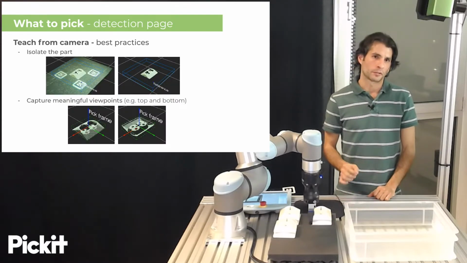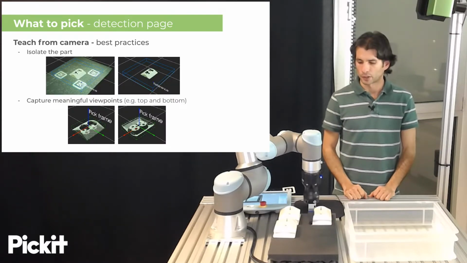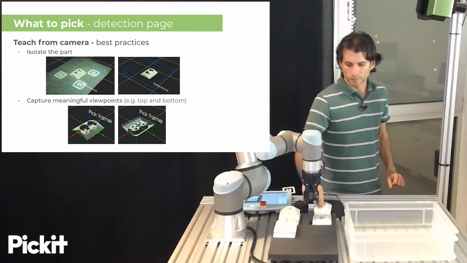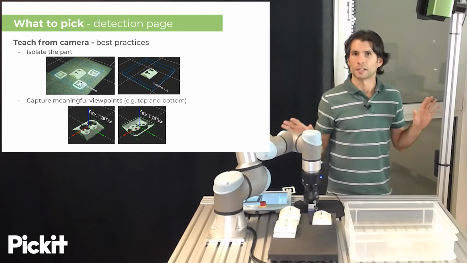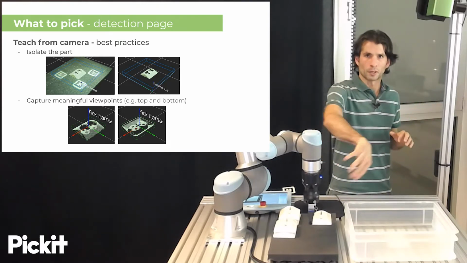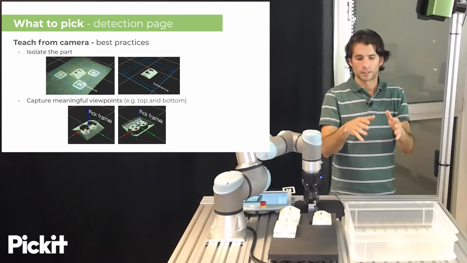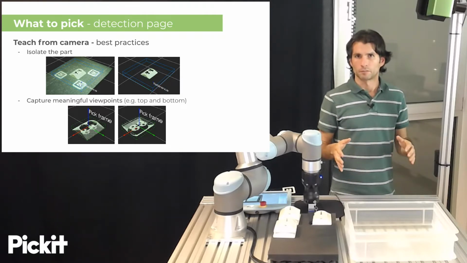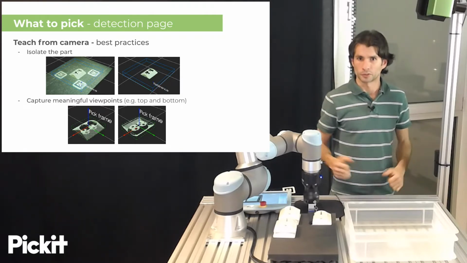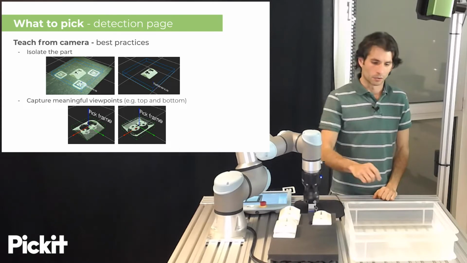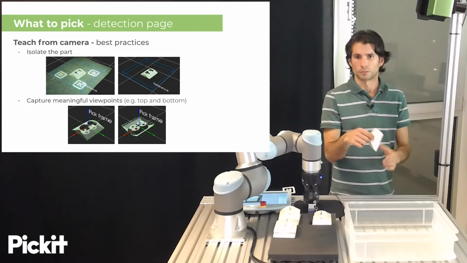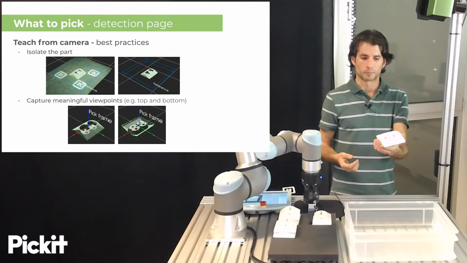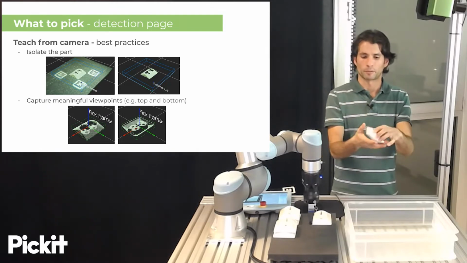When we teach from camera, there's a couple of best practices that we recommend. The first one being that when you show the part to the camera, it should be isolated. It should not have clutter around it so that Pickit can easily determine the extent and the boundaries of your shape. And also, you should capture meaningful viewpoints of your part. So as we were saying before, for this part, it makes sense to capture both top and bottom.